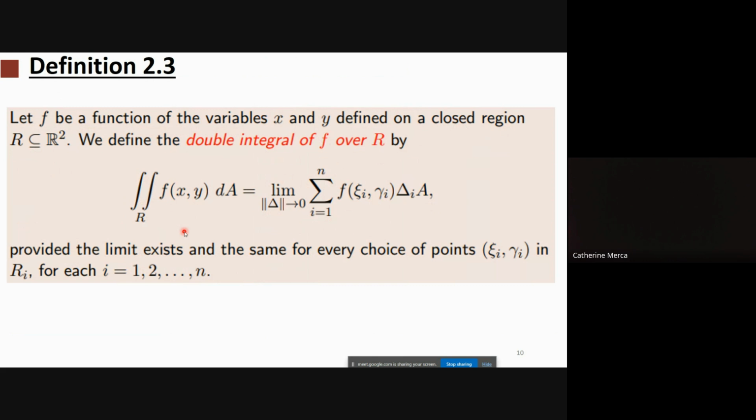It's actually the limit of the summation of f of psi sub i, gamma sub i, delta A sub i, as delta approaches 0. Meaning to say, we make those sub-intervals as small as possible. It is approaching 0, but it's not equal to 0.